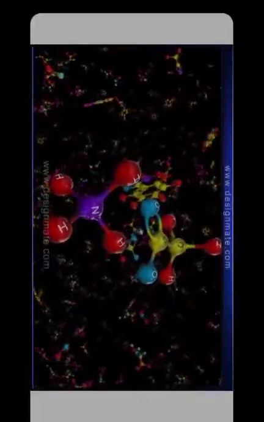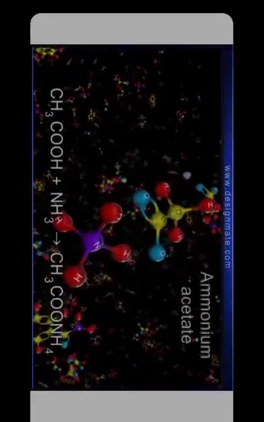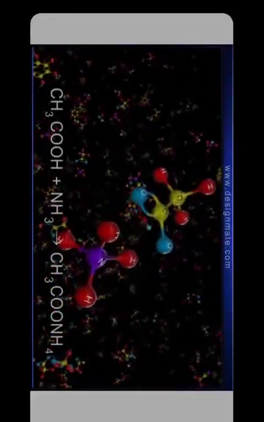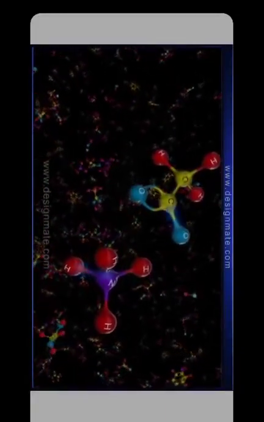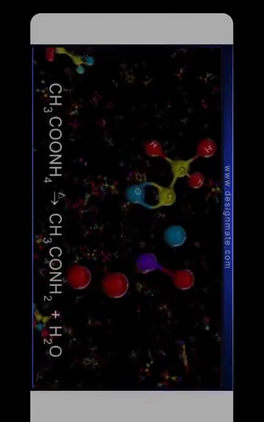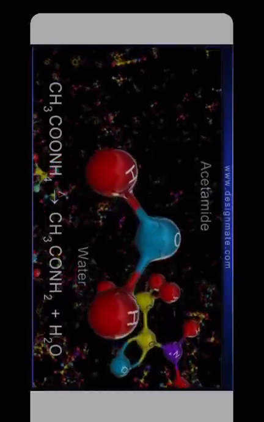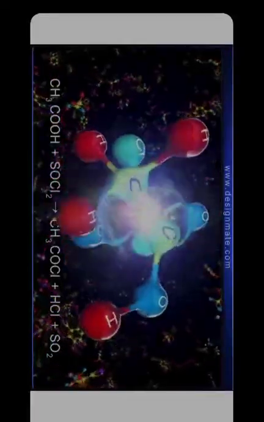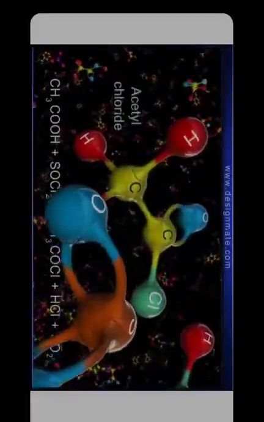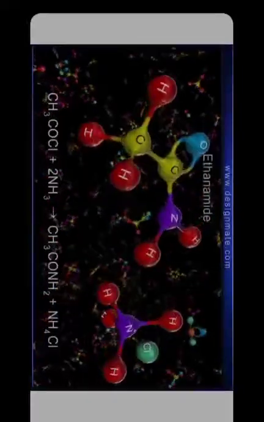the hydroxyl group of the carboxylic acid is displaced by the amino group. This gives ammonium acetate, which on further reaction undergoes dehydration, releasing a molecule of water and forms ethanamide, commonly called acetamide. Acetic acid also reacts with thionyl chloride to form acetyl chloride, which on further reaction with ammonia forms ethanamide.